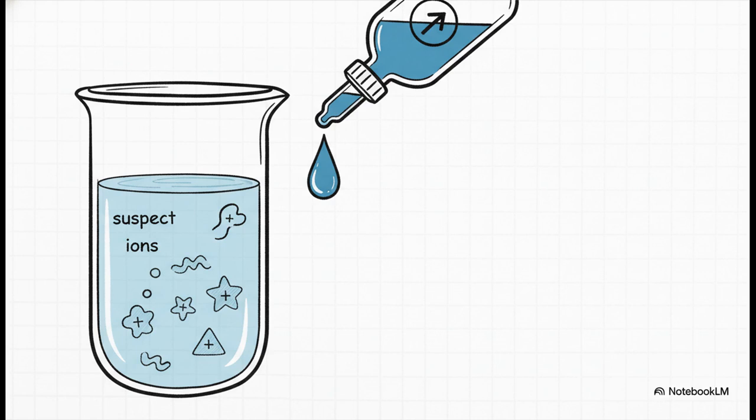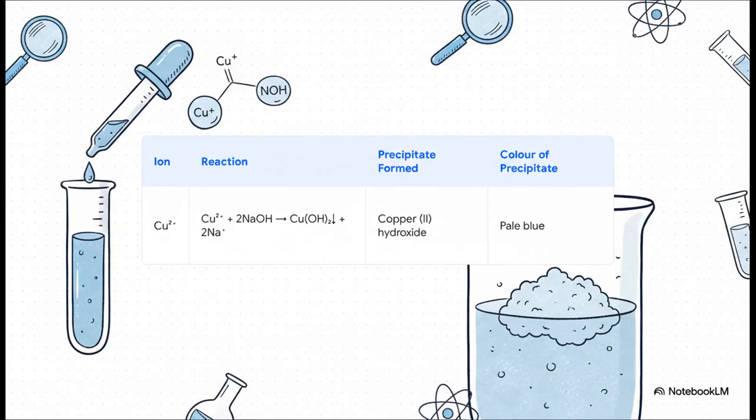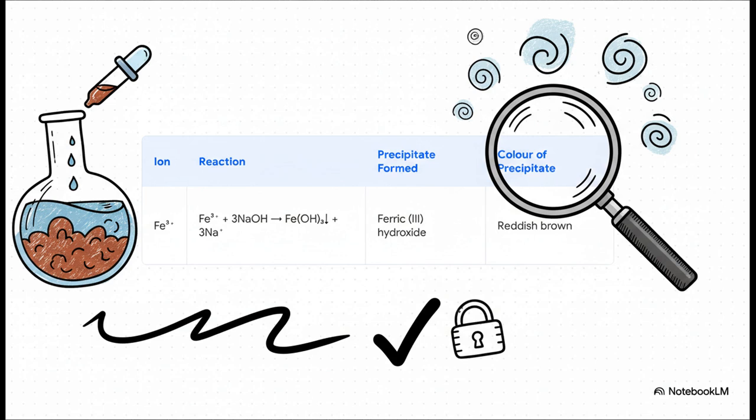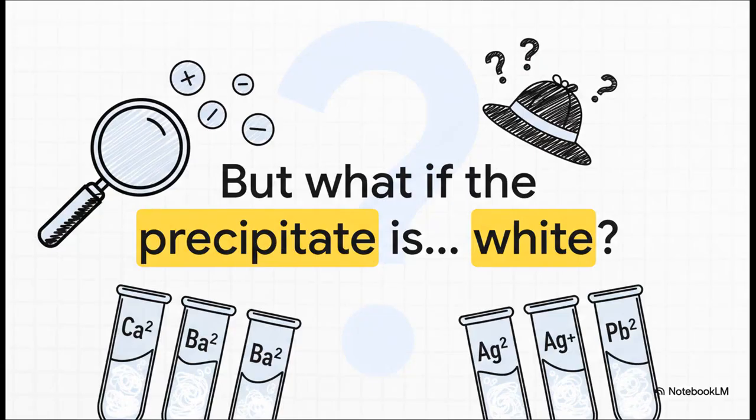Let's add our reagent, some good old sodium hydroxide. If we add that to our copper solution, bam, we get this really distinct pale blue solid. But with iron? Totally different story. A reddish-brown solid appears. See? Different chemical fingerprints.